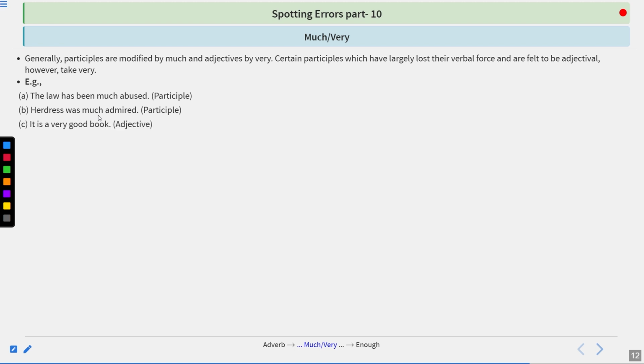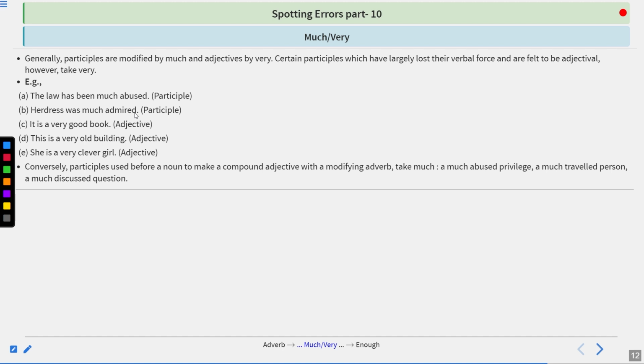"It is a very good book." So "very" takes positive degrees. Good is a positive degree adjective. So with positive degrees use "very," and with past participles use "much." "This is a very old building." "She is a very clever girl." Again, clever is a positive degree.